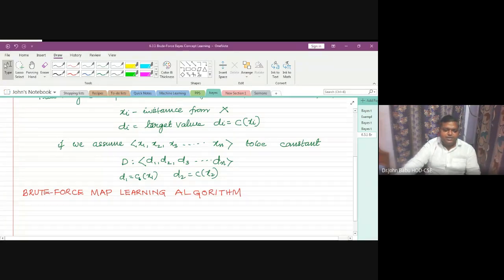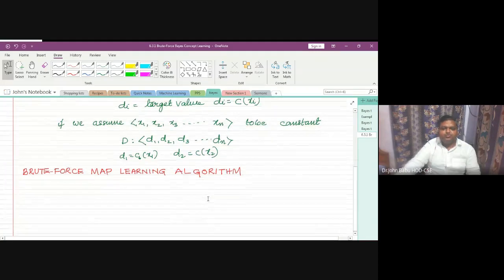Okay. So now we want to learn how to learn the maximum a posteriori algorithm. So this is a MAP learning algorithm.